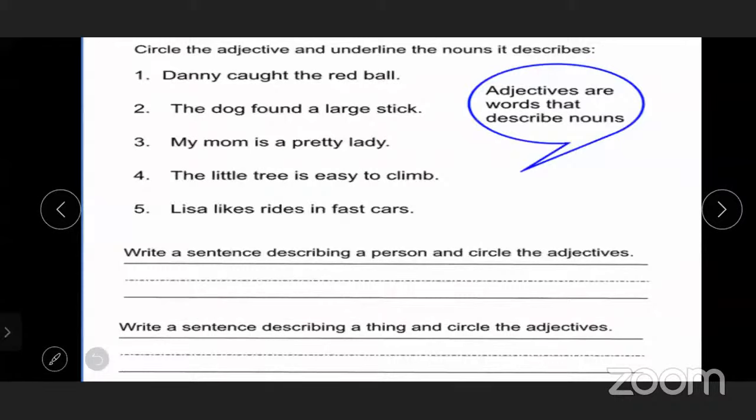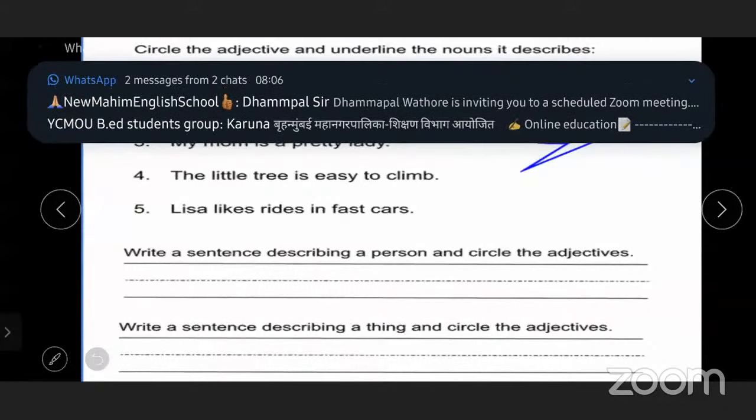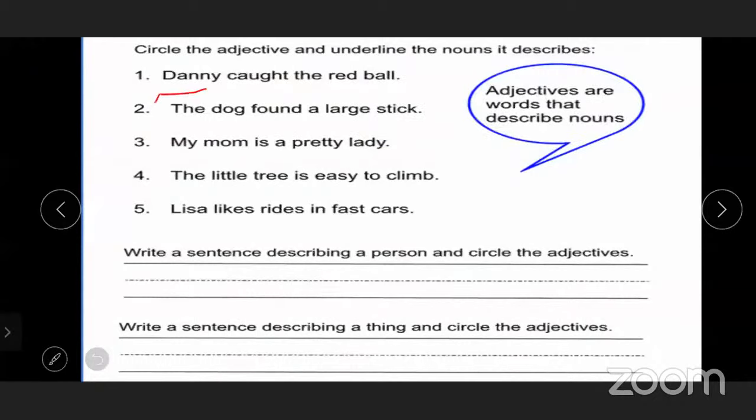In this first sentence, which word is the noun? Danny. So we have to underline Danny. It is a noun. And ball is also a noun, and here red is the adjective of ball. Isn't it? Yes. Now the next sentence: The dog found a large stick. Can you tell me the noun words? Dog and stick. Very nice. The adjective? Large. Very good.